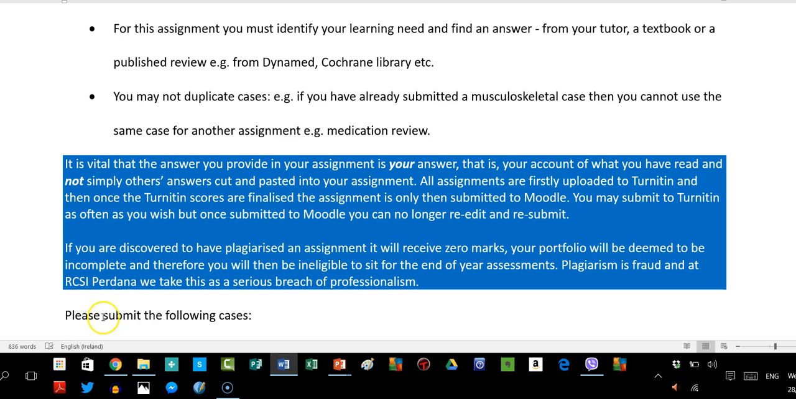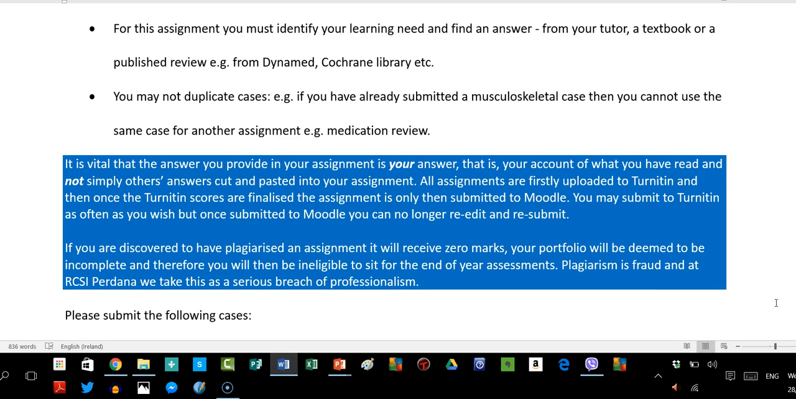If you are discovered to have plagiarized an assignment, it will receive 0 marks. Your portfolio will then be deemed to be incomplete, and therefore you will then be ineligible to sit for the end of year assessments. At RCSI Perdana, we take this very seriously, and plagiarism is regarded as fraud.